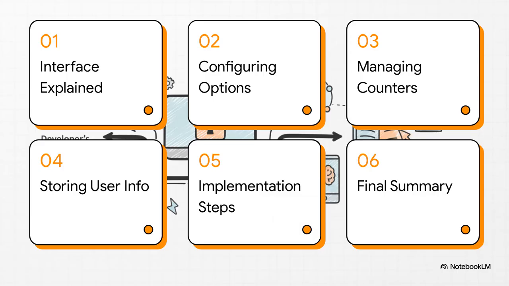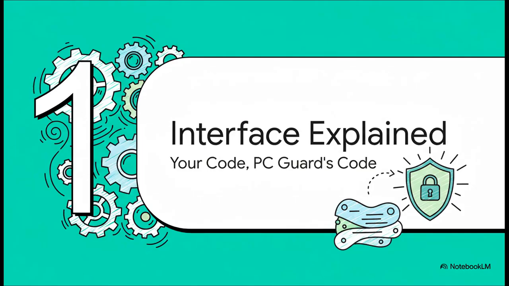We'll kick things off by explaining what the interface is all about. Then, we'll walk through all the configuration options. After that, we'll get into the really cool stuff like custom counters and storing user info, cover the exact implementation steps, and then wrap it all up with a quick summary. Okay, first things first. Let's lay the groundwork and understand what the protection interface actually is.